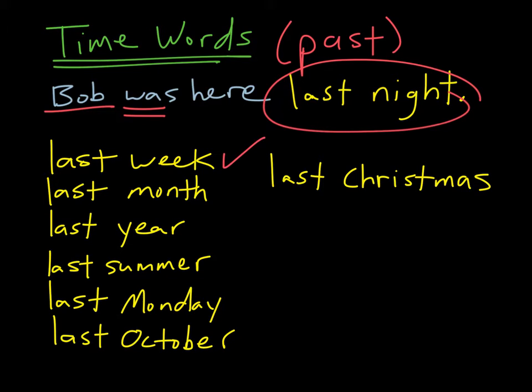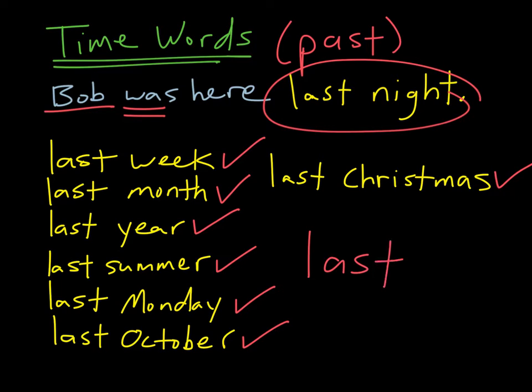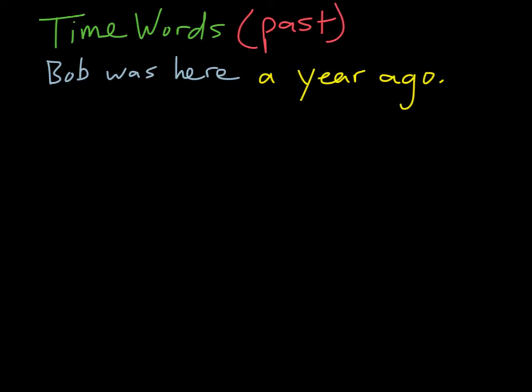last week, last month, last year, last summer, last Monday, last October, last Christmas. Basically, last and then a word means the past. In this example, Bob is still the subject, was is still the verb, but now a year ago says when.